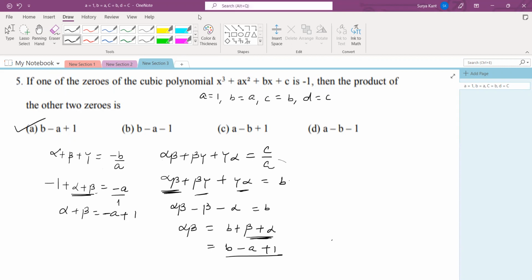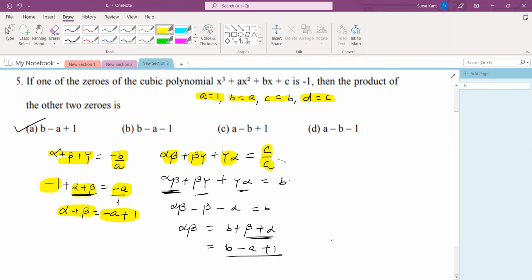Okay. Once again, I'm telling everyone, children, listen here. Here a is equal to 1, b is equal to a, c is equal to b, d is equal to c. So alpha beta gamma is equal to minus b by a. This is a formula. So one of the roots is minus 1, so here gamma is taken as minus 1. So we can write alpha plus beta as it is equal to minus a. Again, alpha beta plus beta is equal to minus a plus 1.